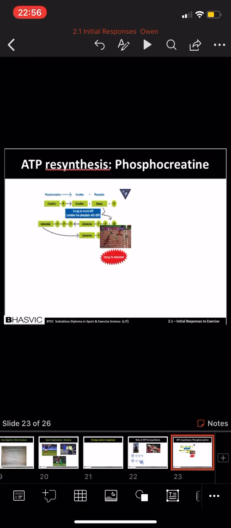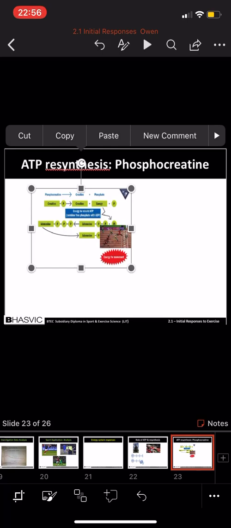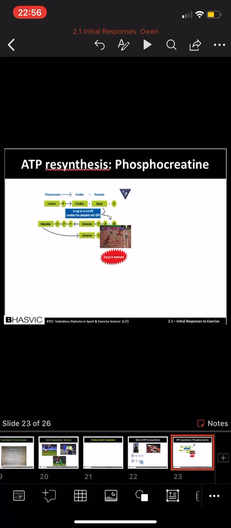For the ATP to resynthesize, there has to be PC present, which is phosphocreatine. PC delivers a phosphate molecule to ADP to form ATP. PC contains a phosphate and a creatine. They are found in the muscle cells. When the phosphate gets released from the PC, the high energy bond between the phosphate and the creatine gets broken by an enzyme called creatine kinase.